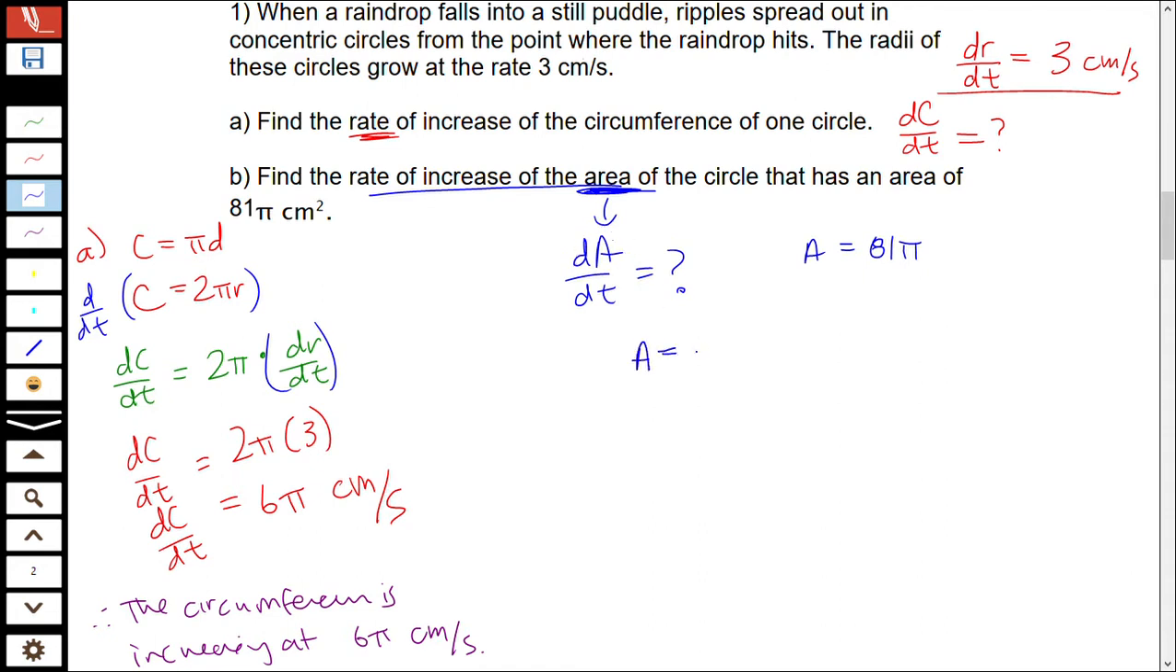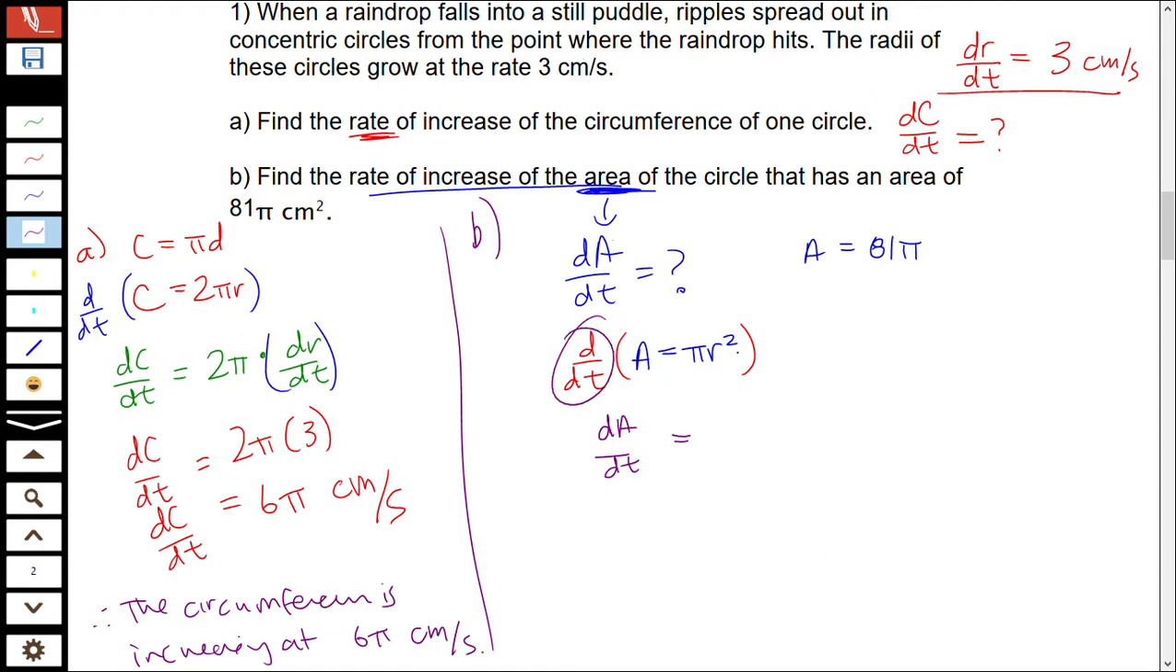So the area of the circle is pi r squared. And this shows a relationship between A and R. And I'm looking for dA over dt, meaning I want to derive this equation with respect to t. So I want to do d over dt, and let me label this B. It's going to give me dA over dt. And now I gotta distribute this to this, so just derive this with respect to t.